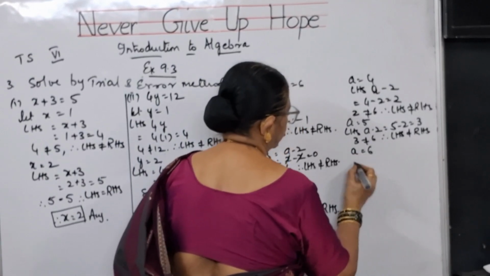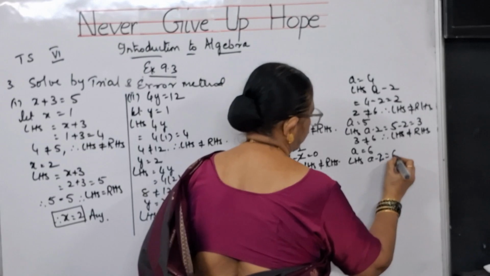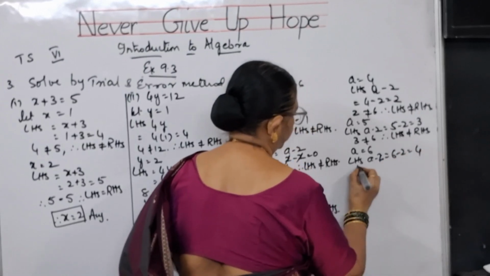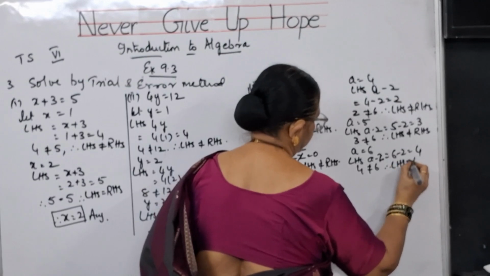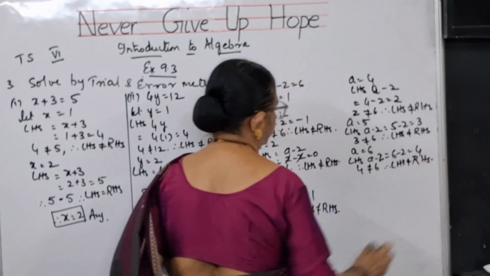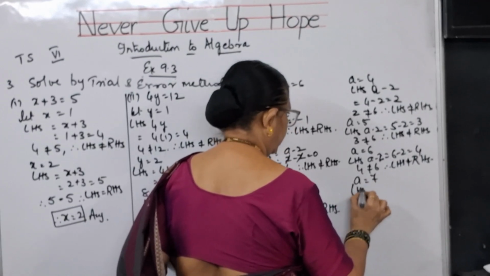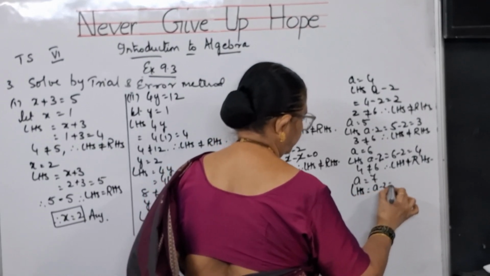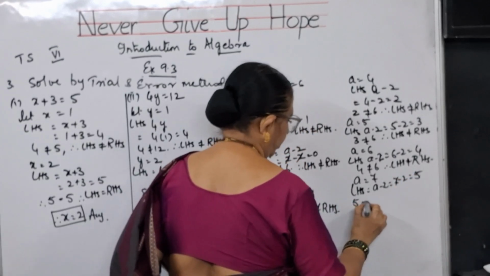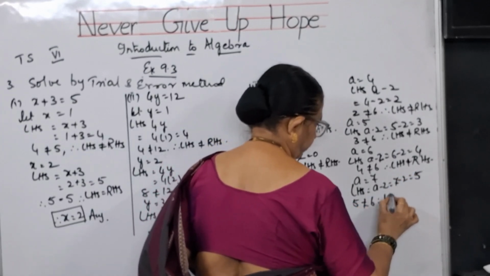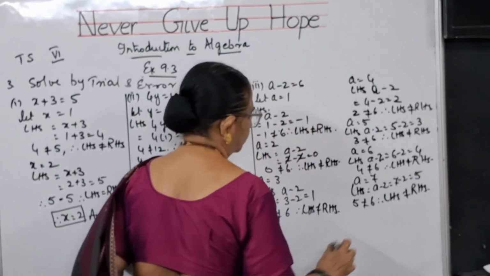A is equal to 6. LHS A minus 2, 6 minus 2, 4. 4 is not equal to 6. Therefore, LHS is not equal to RHS. A is equal to 7. LHS is A minus 2, 7 minus 2, 5. 5 is not equal to 6. Therefore, LHS is not equal to RHS.